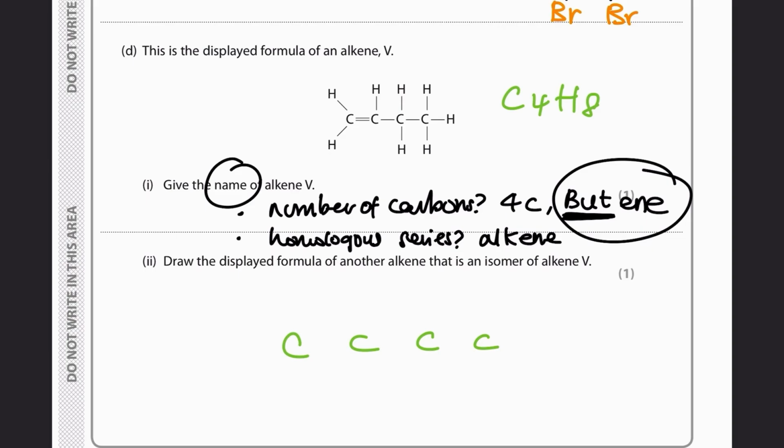So I cannot put it there because it's not actually an isomer. Where can I put it that would be very different to the one already drawn here? I can put it between the middle 2 carbons. That would be completely different to putting it at the end of the carbons. Does that make sense? Okay.